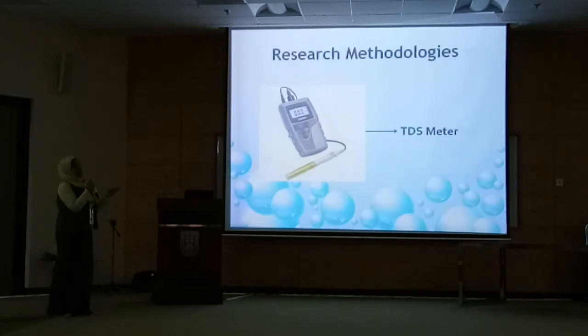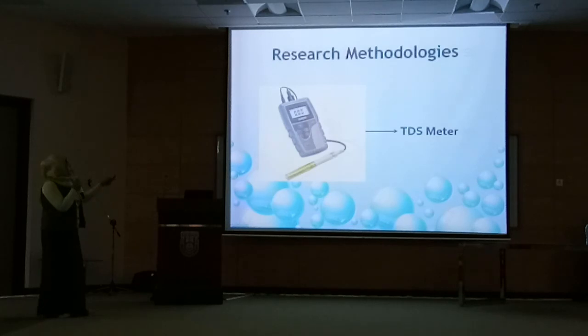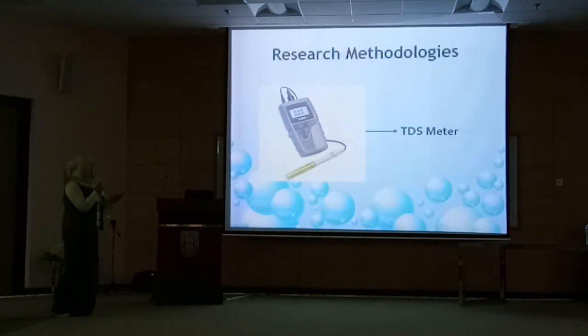Here is the TDS meter. It's an automatic system. We take the sample, put the electrode tip inside the sample, switch on the machine, and we get the amount of TDS.